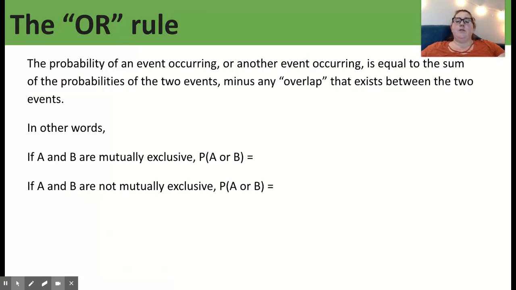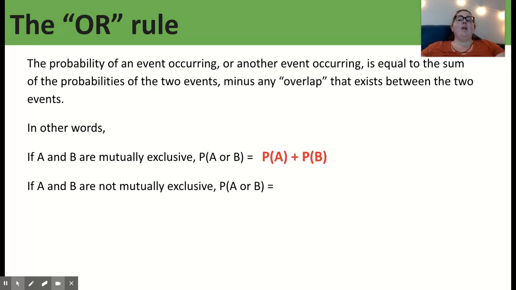So where this goes to is what we call the OR rule. The OR rule tells us what to do if we wanted to find the probability of something or something else. And there's 2 different ways we have to deal with this depending on, are they mutually exclusive? Is there overlap with these 2 events? So if A and B are mutually exclusive, then the way we find the probability of A or B is to simply add the 2 probabilities. So the basic OR rule is we add.